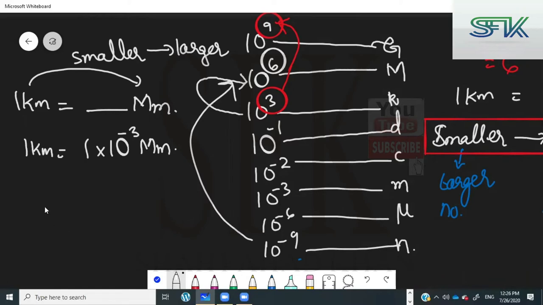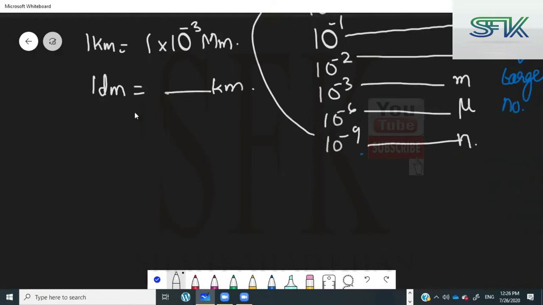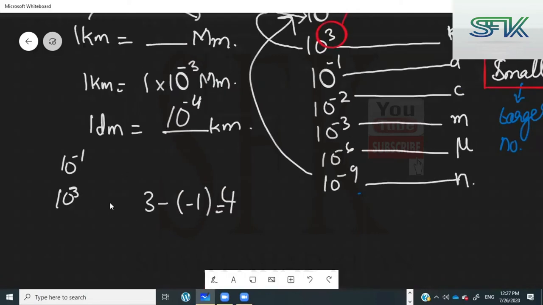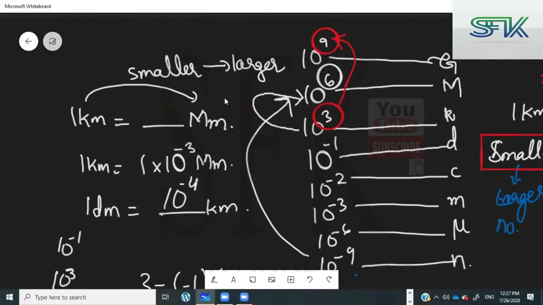Now let's try another example. What if you're going from 1 decimeter to kilometers? 1 decimeter is equal to how many kilometers? Over here, again, you're going to find the difference between the powers. Deci means minus 1. Kilo means 3. What's the difference between them? It's 3 minus 1, which is 4. So the number is going to be 10 raised to the power of 4, but this time it's going to be negative. Why is it negative? It's negative because you are again going from a smaller to a larger prefix.